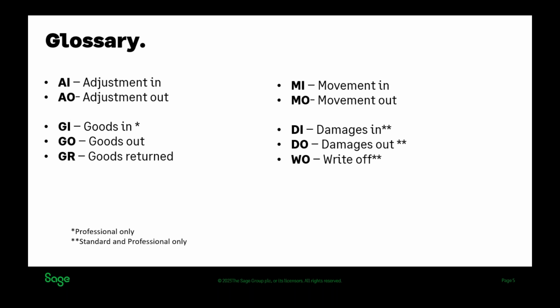And then finally, we've got the damages in, damages out, and write-off as well. So you will notice there that a few of these are only available on professional only. Now, apologies, I have just noticed movement in and movement out, they are also part of professional too. So just bear that in mind. So you do need to be using professional for some of these to actually appear in your software, but adjustment in and adjustment out and also the goods out is available for everyone.